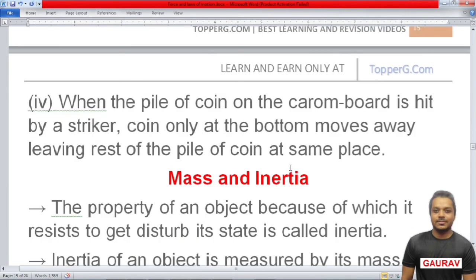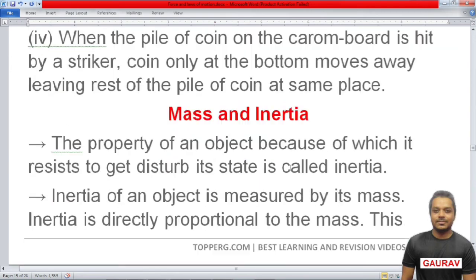When the pile of coins on the carom board is hit by a striker, only the coin at the bottom moves away, leaving the rest of the pile of coins at the same place.